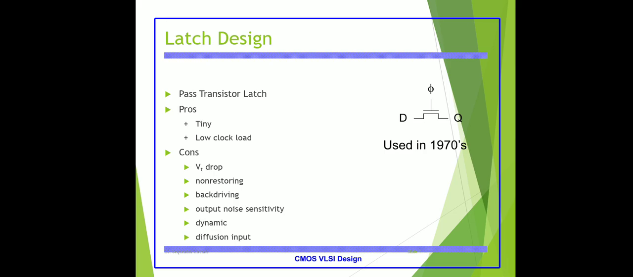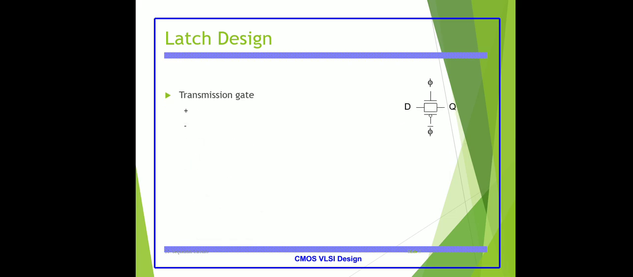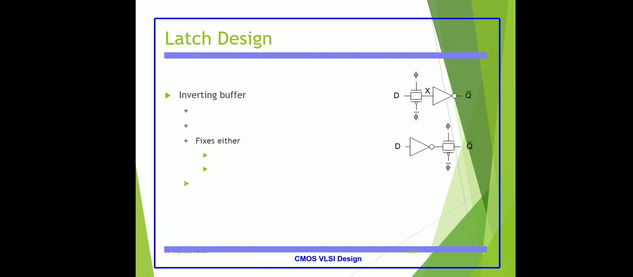So here, this pass transistor latch has a pass transistor and a low clock load, and it has cons such as VT drop, threshold voltage drop, non-restoring, back driving, output noise sensitivity, dynamic and diffusion input. And this latch design has a transmission gate which has no threshold voltage drop, and it requires an inverted clock. Here it has the inverting buffer which restores, and no back driving. It fixes either the output noise sensitivity or diffusion input.